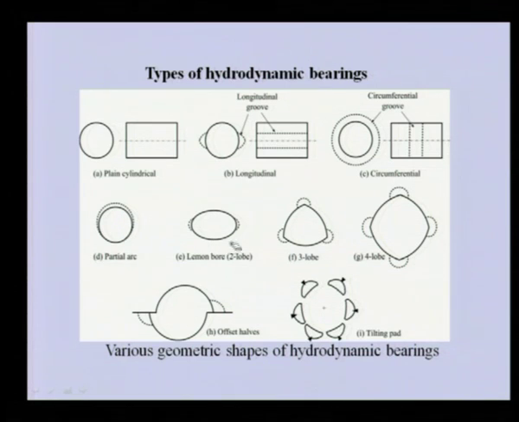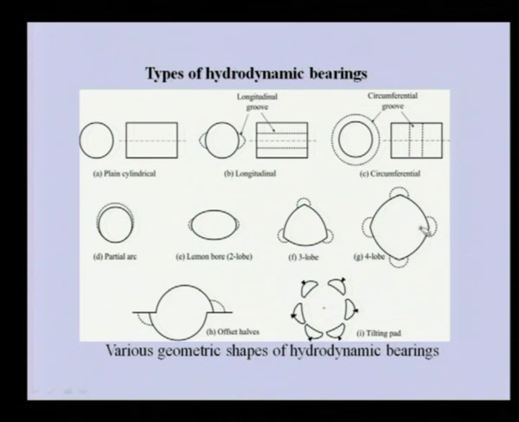Then we have the lemon bore bearing, in which there are two lobes. You can see there are two arcs, and basically this is an elliptical shape, and grooves are at these two places from where the lubricant goes inside the bearing. Then there is the three lobe bearing. You can see three bearing arcs, and the lubrication is provided through this portion of the grooves. So the extension of this is the 4 lobe.